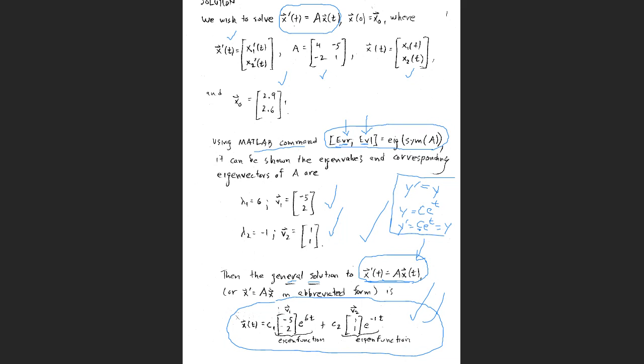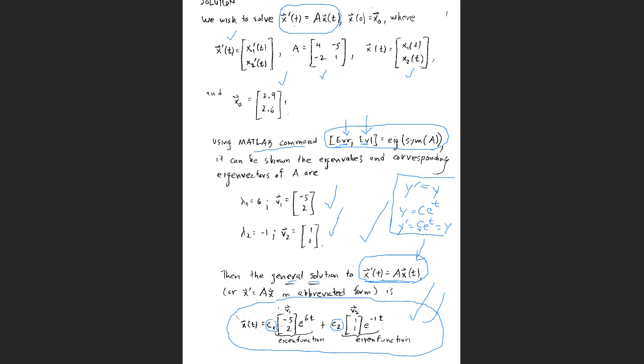But in our problem, here's my general solution. I have constants too. I have C1 and I have C2. But I'm demanding in the problem that initially at time 0, x1 is equal to 2.9 and x2 equals 2.6.